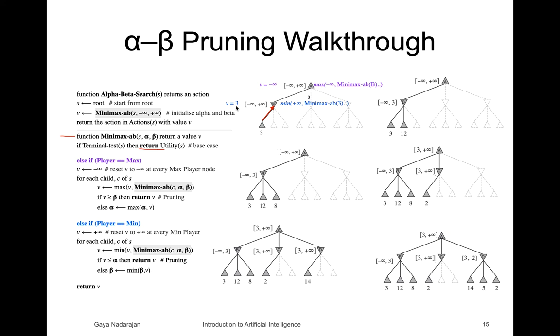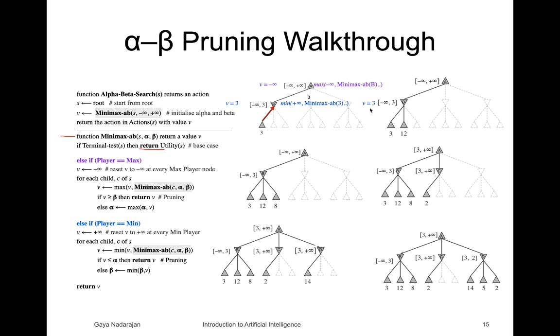So between plus infinity and 3, it's obvious that 3 is the smaller value. So now beta gets updated. So now we have alpha, which is still minus infinity, but now beta is 3. Okay? And we're done with this chunk of code for this one child. So we have to repeat that for the next children. Okay? So now we go to the next child.